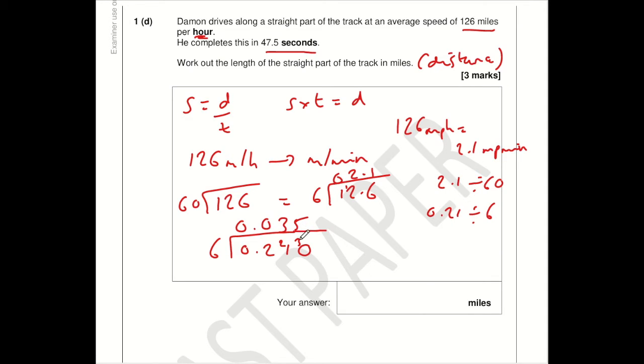So we've done quite a few calculations, and we might be forgetting what we've actually done here. So what we have done here is turned 126 miles per hour into 0.035 miles per second. Now, the distance is the speed times the time. This is the speed, this is the time, this is miles per second, this is in seconds. So what we need to do now is simply 47.5 multiplied by 0.035. I say simply, it's not that simple.